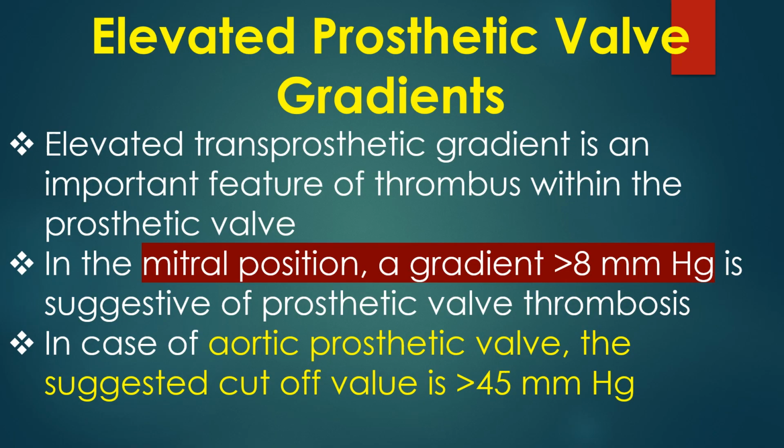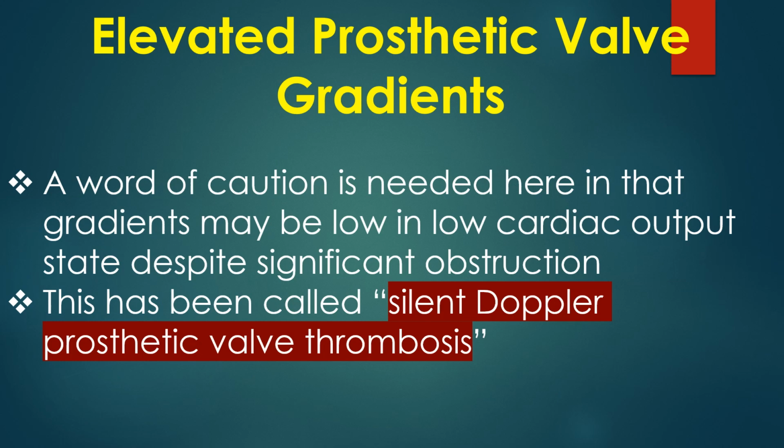Elevated transprosthetic gradient is an important feature of thrombus within the prosthetic valve. In the mitral position, a gradient more than 8 mm of mercury is suggestive of prosthetic valve thrombosis. In case of aortic prosthetic valve, the suggested cutoff value is more than 45 mm of mercury. A word of caution is needed here in that gradients may be low in low output state despite significant obstruction.